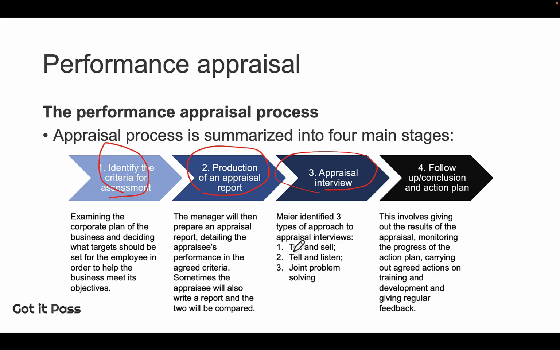And the final approach mentioned by Meyer is joint problem solving. This represents a shift in emphasis from the first 2 methods, that is, tell and sell and tell and listen. The appraiser uses many social skills to encourage the interviewee to do a self-assessment, admit their own problems, and suggest solutions, with the appraiser acting as a coach or counselor.